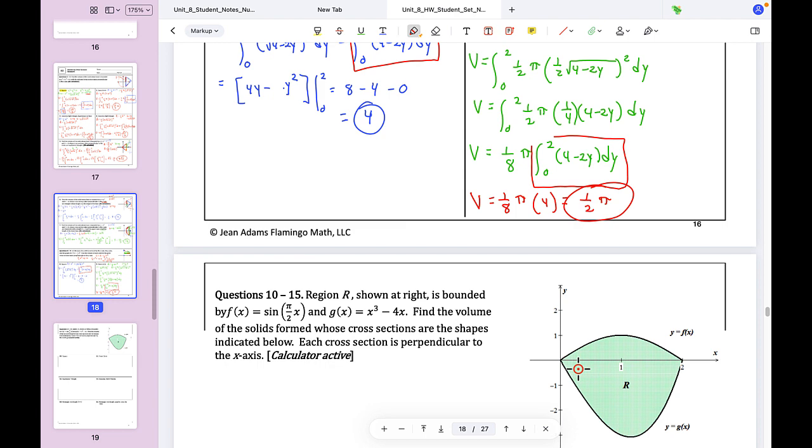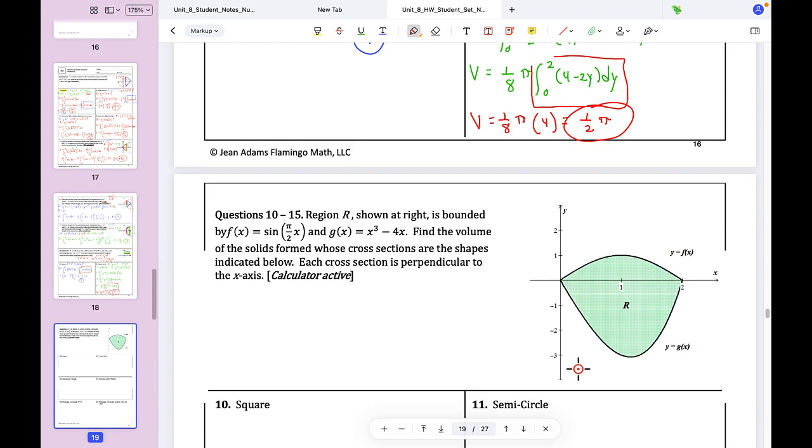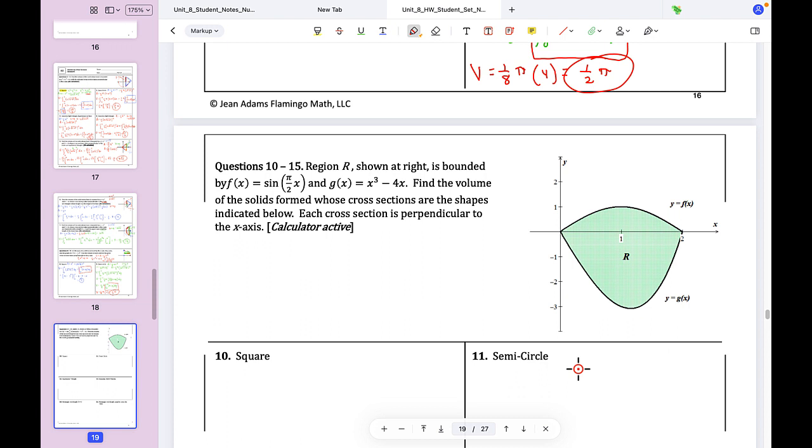So region R shown on the right is bounded by f of x and g of x. Find the volume of the solid formed when cross sections are the shapes indicated below, perpendicular to the x-axis. Okay, so this top function is f of x, right? Bottom function is g of x.